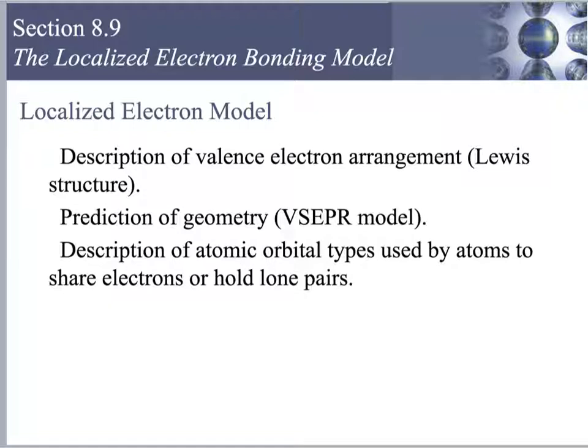The model that we're going to use to predict the geometry of molecules is abbreviated as VSEPR, the valence shell electron pair repulsion model, which simply says or means that pairs of electrons will maximize the angle from other pairs of electrons to assume the most stable shape.